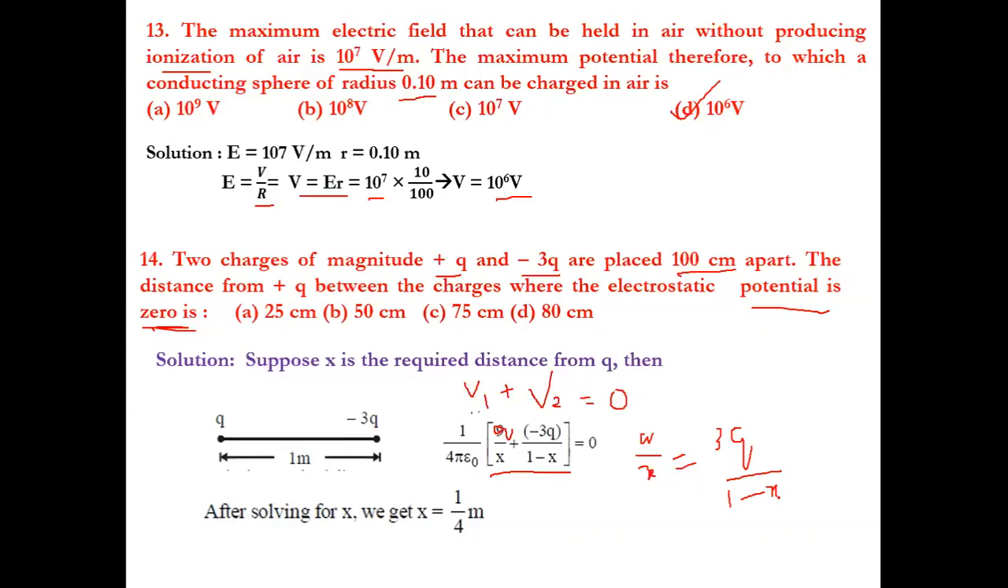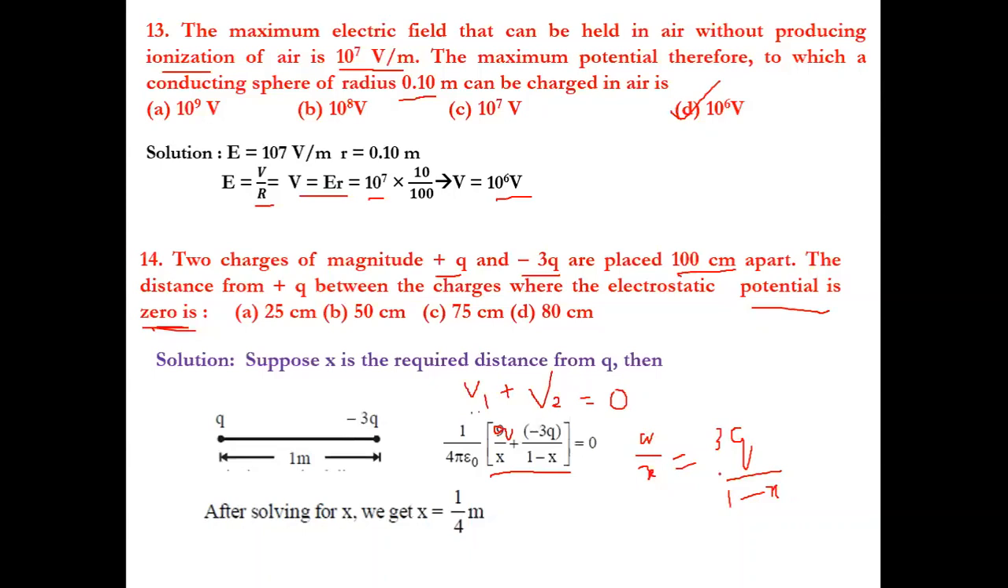Okay, so I have calculated here, if you are able to see. So it is simple actually. 1 by x is equal to, again see, Q you can cancel out, right? Q will cancel out. So 1 by x is equal to 3 by 1 minus x. So you just cross multiply: 1 minus x equal to 3x.